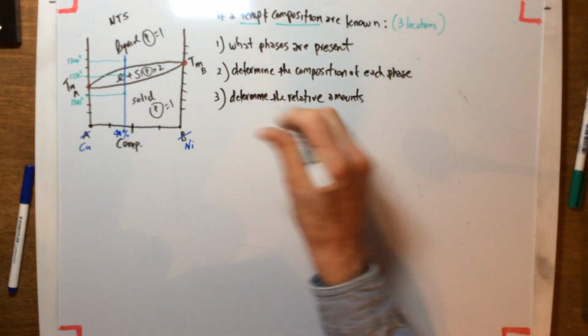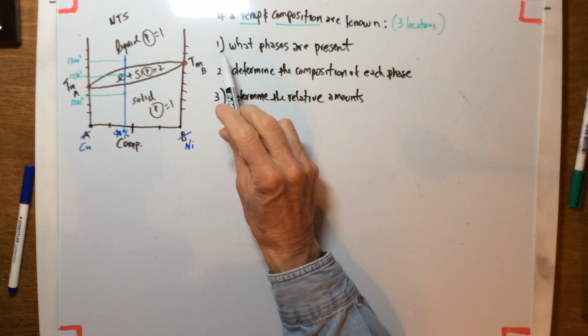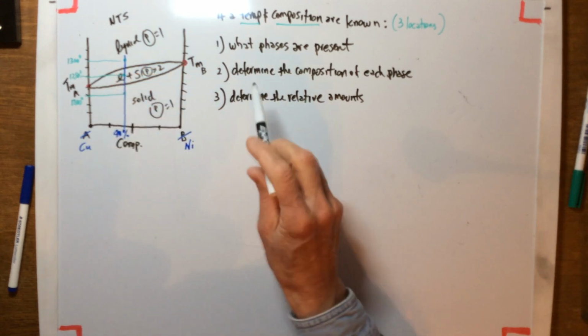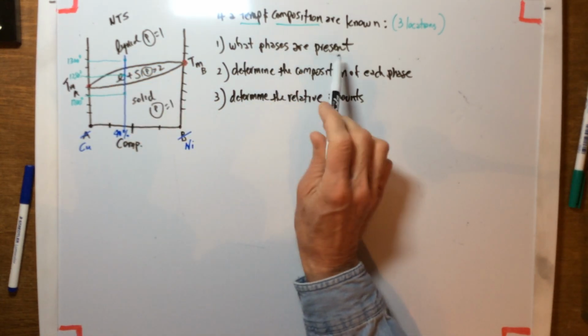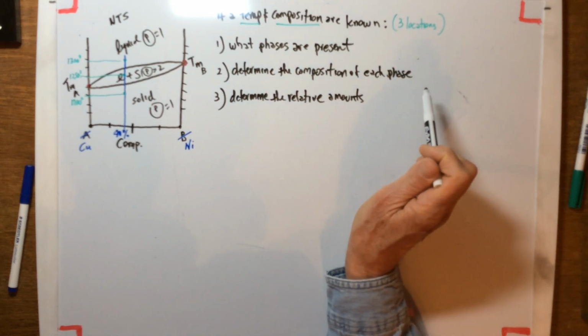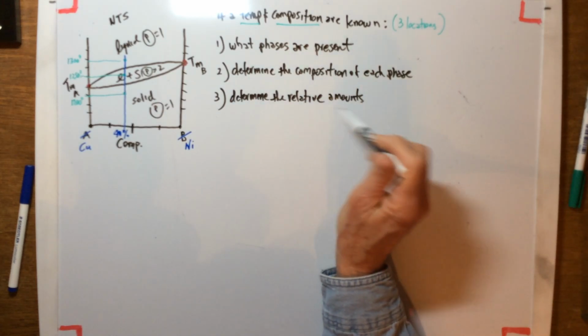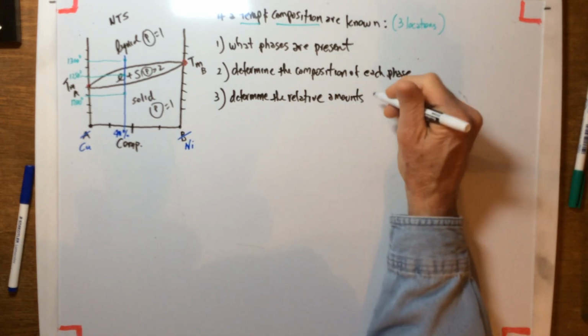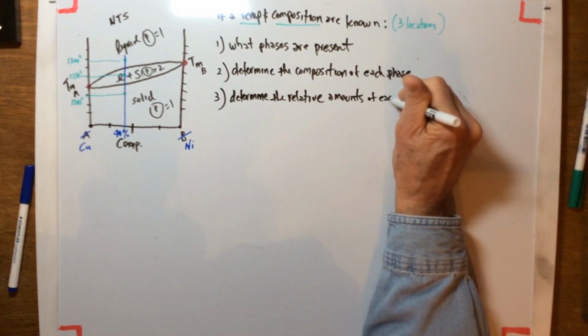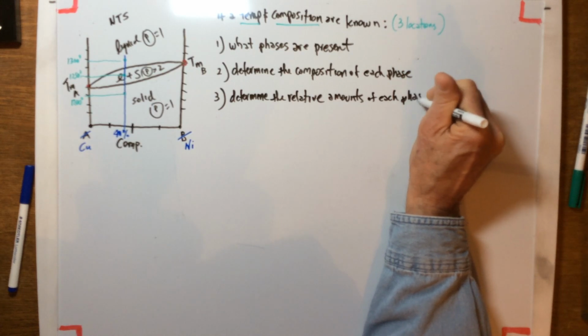So those are the three areas that we will be analyzing in each one of these locations on this particular diagram for copper and nickel: what phases are present, determine the composition of each phase, and determine the relative amounts of each phase.